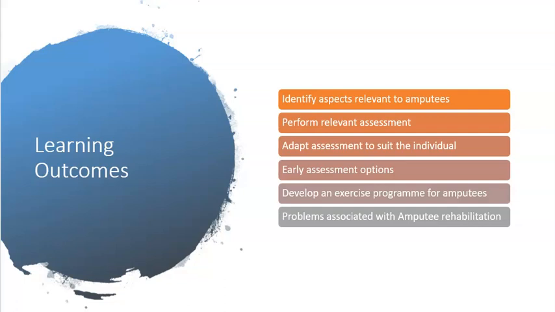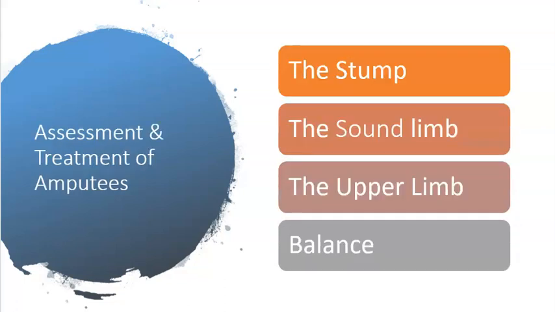So what we're going to learn from today's lecture: we're going to learn how to identify aspects of the process of assessment and management relevant for amputees, perform those relevant assessments, and adapt our assessment to suit that individual, give us some early assessment options, and then we're going to develop an exercise program. Of course, we are using PET principles, and then just talk very briefly about the problems associated with amputee rehabilitation. So that's our learning outcomes for this screencast.